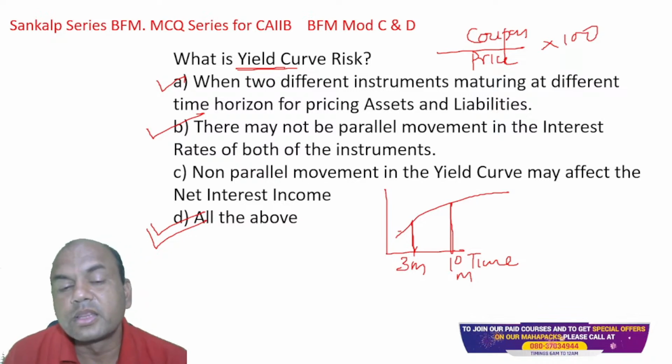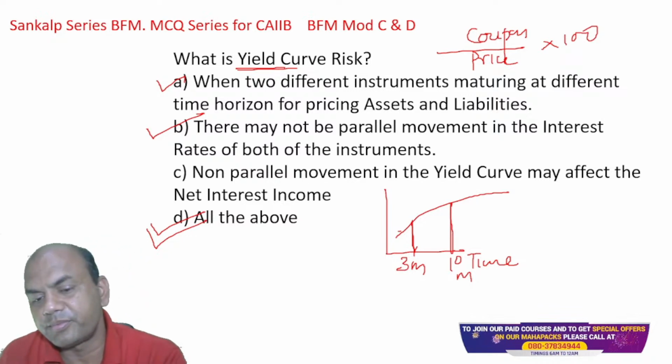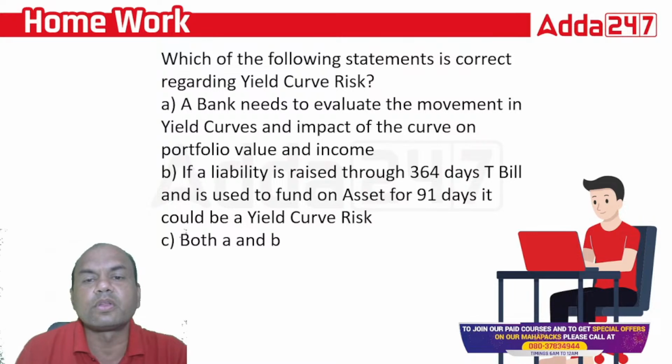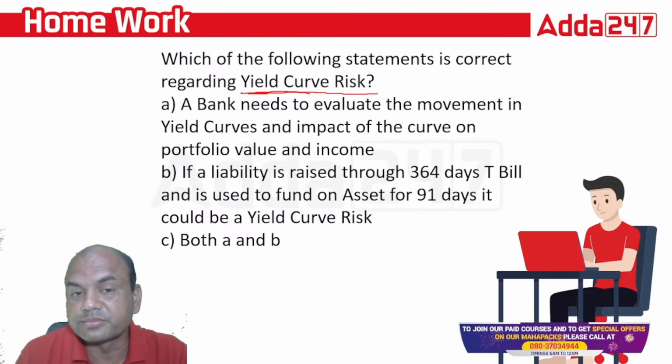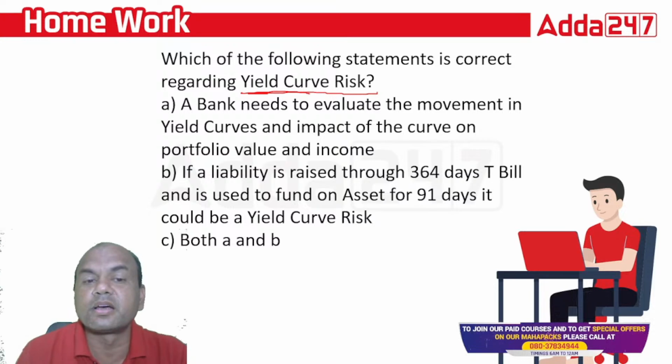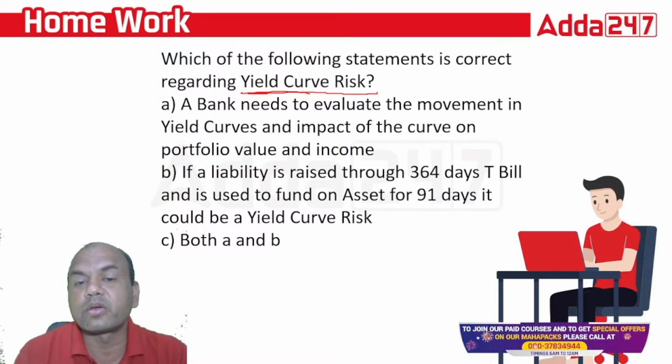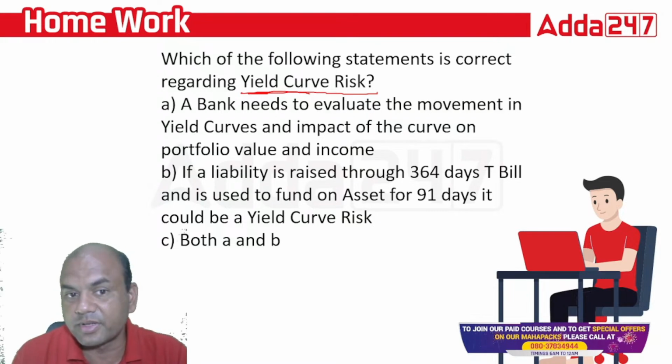Okay. Now take one for the homework. Which of the following statements is correct regarding the yield curve risk? Now I won't be answering this. You get it from your side. Tomorrow we'll see it. A bank needs to evaluate the movement in the yield curves and the impact of the curve on the portfolio value and the income. In the paid class we'll say this. I'll give the answer in the paid class over here.